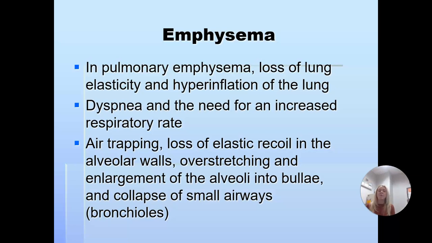In pulmonary emphysema, we see loss of the lung elasticity and hyperinflation of the lung. We'll see shortness of breath and the need for an increased respiratory rate. There can be air trapped in the lungs. We have loss of elastic recoil in the alveolar walls. We have overstretching and enlargement of the alveoli and collapse of the small airways like the bronchioles. With emphysema, the alveoli are becoming damaged, and this is going to limit the amount of oxygen that is able to be circulated through the blood.